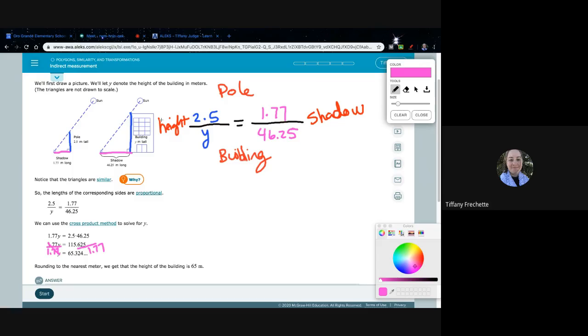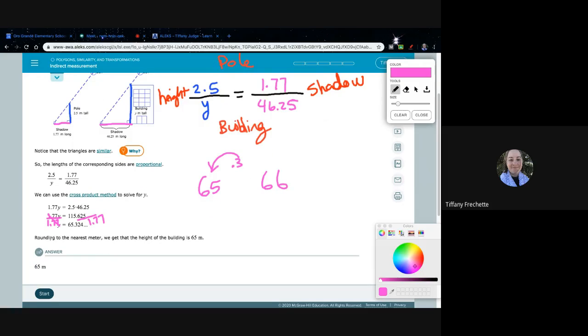They want us to round to the nearest meter, so we just look at this. Is it closer to 65 or 66? We already see 65, so we have 0.3. If that's 4 or smaller, we round down to what we started with. If it's 5 or bigger, that's when you would round up to the next number because it's closer to the next number. It's just a quick thing on rounding. And that's all we do. So we go to 65 meters, and that's our answer.